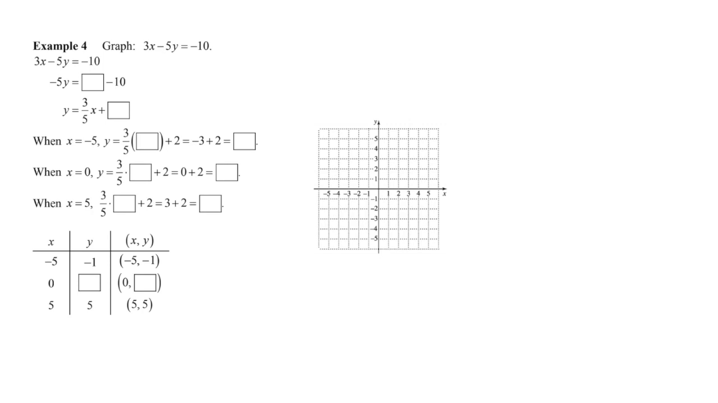Let's graph 3x minus 5y equal to negative 10 using a table of values. I have a table of values started down below, but what we're going to do first is solve for y, get y by itself. So to do that, what we're going to do is subtract 3x from both sides. That would leave me with negative 5y equals negative 3x minus 10.